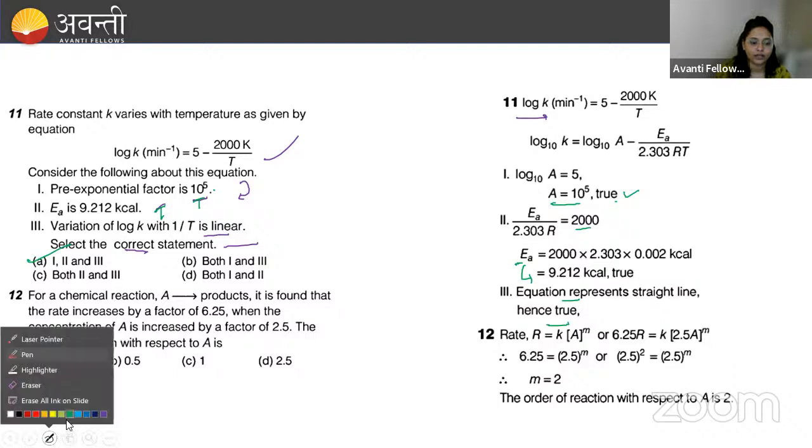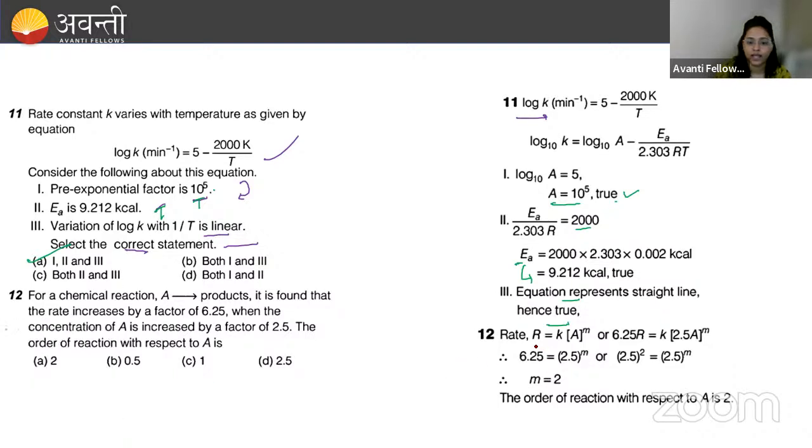Here you can see I have put the rate value. Rate for this given reaction will be k, the rate constant, into A raised to m, because on the reactant side only A is there and I don't know the order. That's why I have written m. Okay, so it is found that the rate increases by this much factor. So the rate of this equation is increasing by how much?